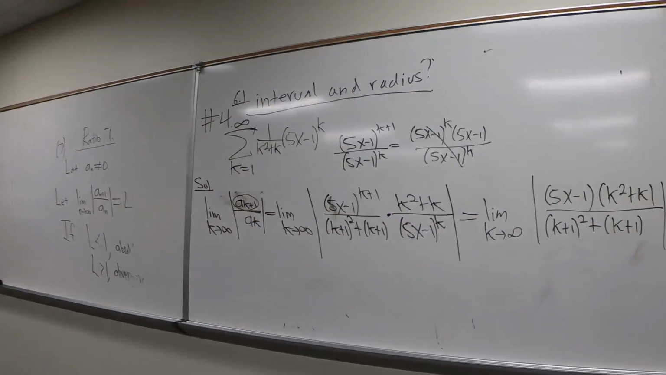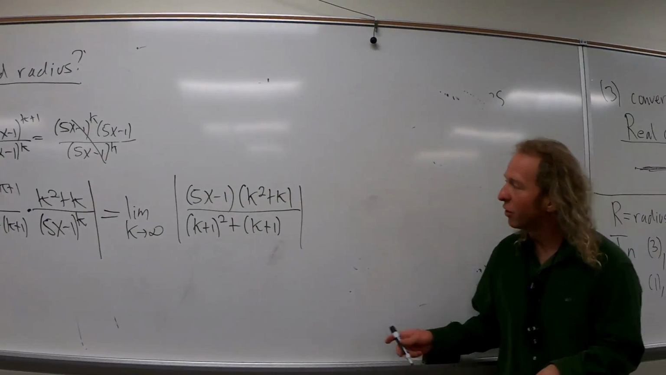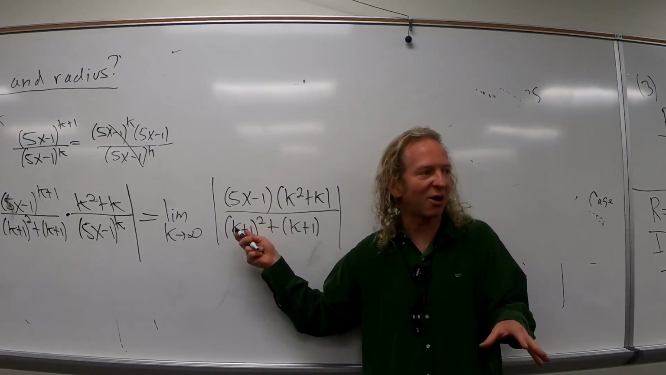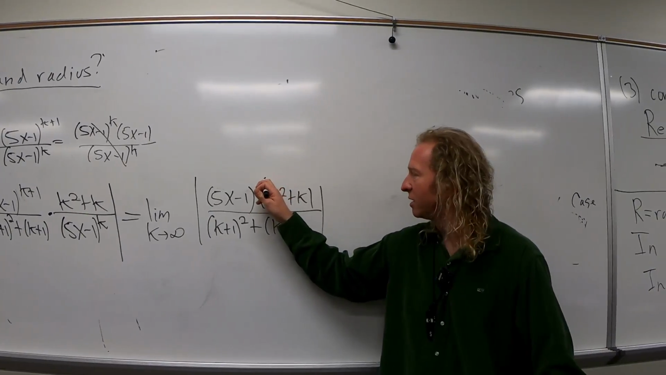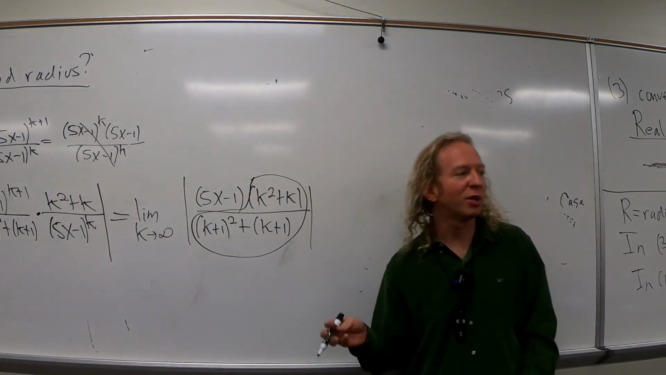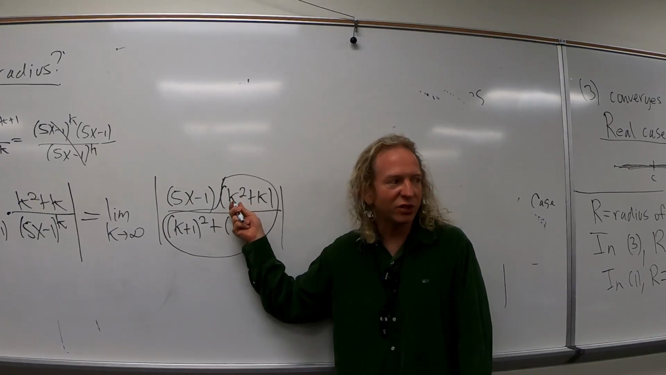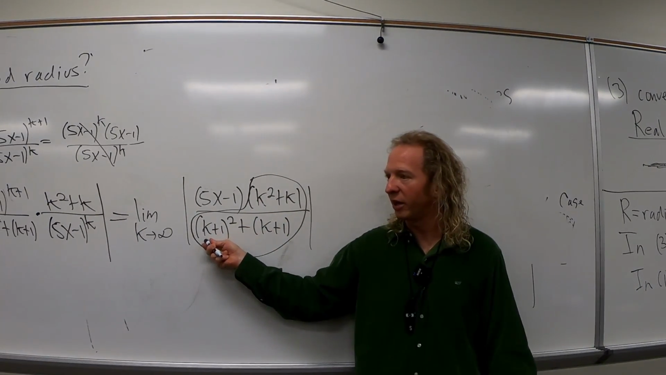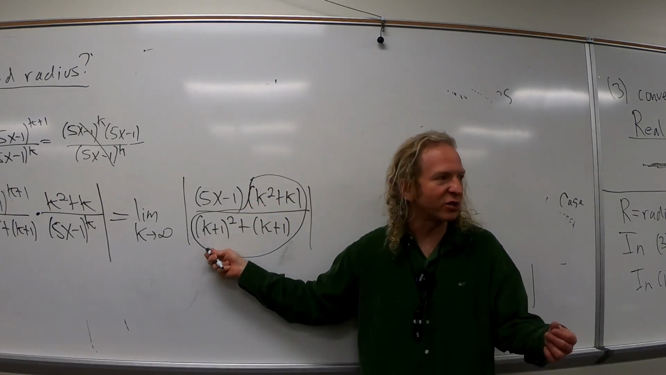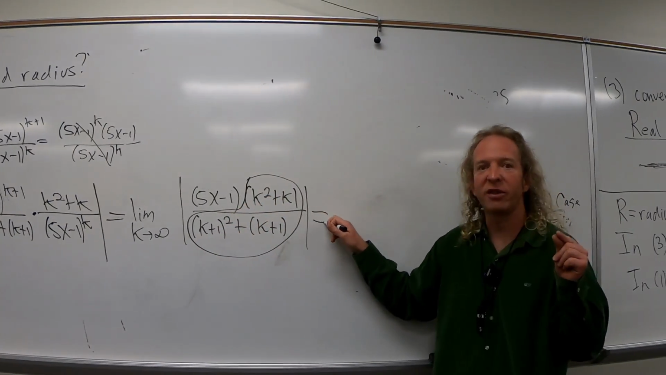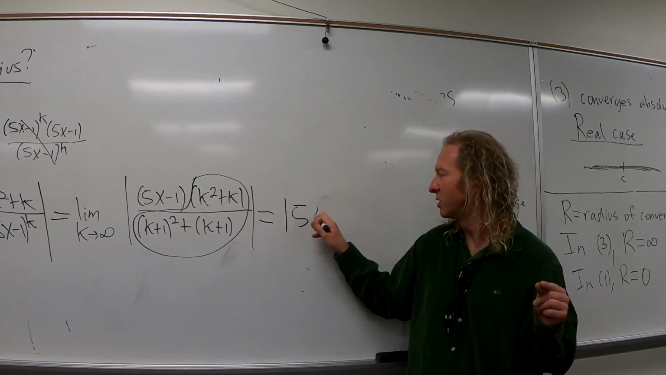So now at this point we're going to take the limit, right? So the 5x minus 1 is independent of the k, right? There's no k there. That's just going to hang out. And then we're just basically looking at this piece here. So we're looking at the biggest degree terms. In the numerator, it's k squared. In the denominator, if you multiply this out, you're going to get a k squared here, right? So it's kind of like you have k squared over k squared. So it's just going to be 1 when you take the limit. So you're just left with absolute value 5x minus 1.